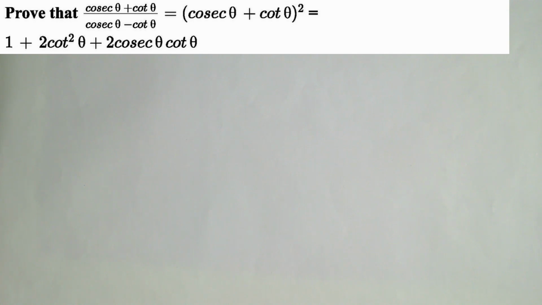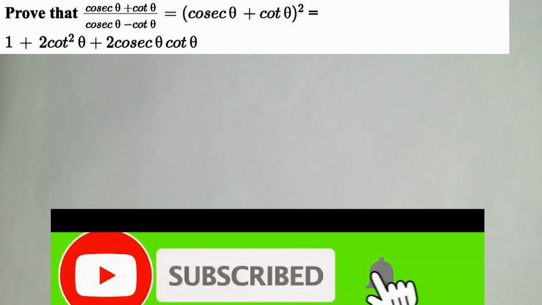Here are three expressions to be proved. First expression is equal to second expression is equal to third expression. We may prove first expression is equal to second expression. Also, we may prove first expression is equal to third expression. Whatever may be, the question will be proved.